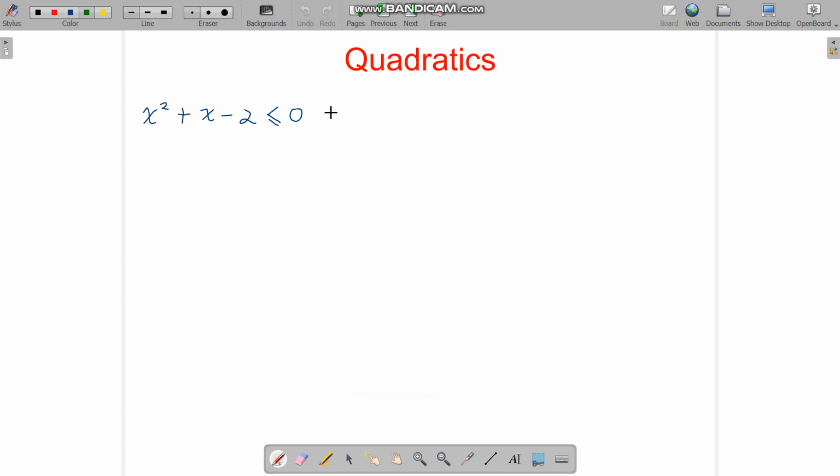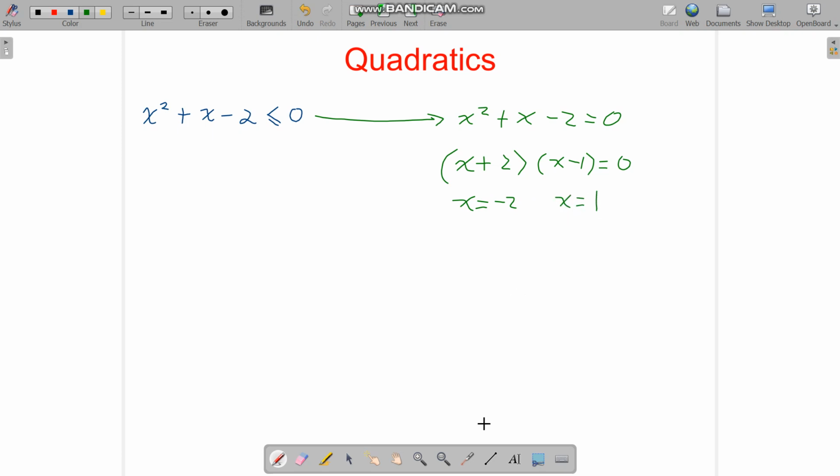Let's try another example. x squared plus x minus 2 equals 0. Let's solve this one using factorization. x plus 2, x minus 1 equals 0, which means x equals minus 2 or x equals 1.